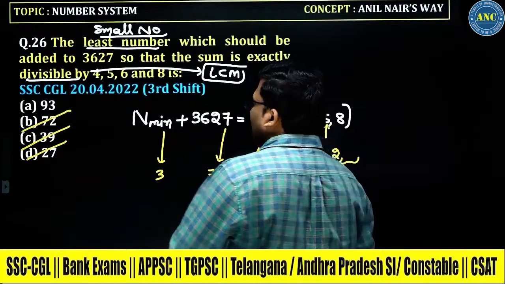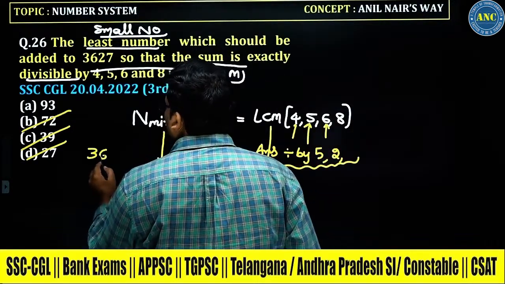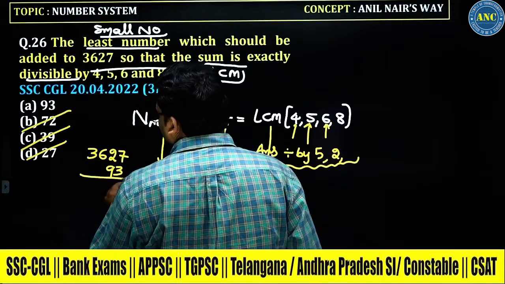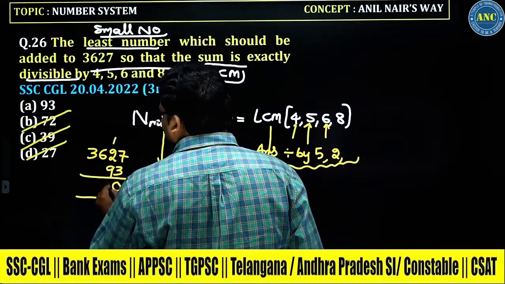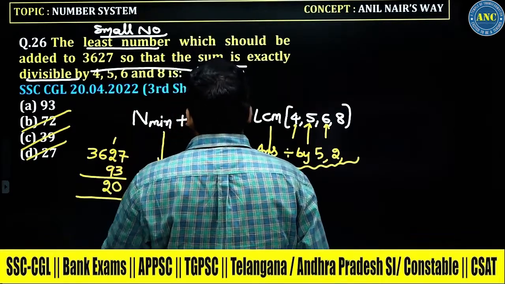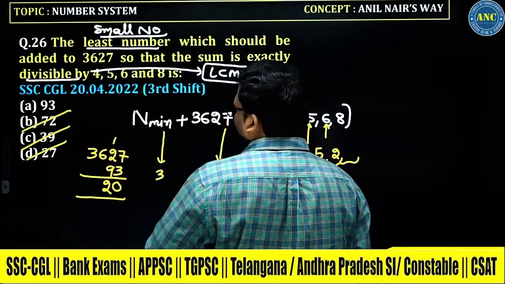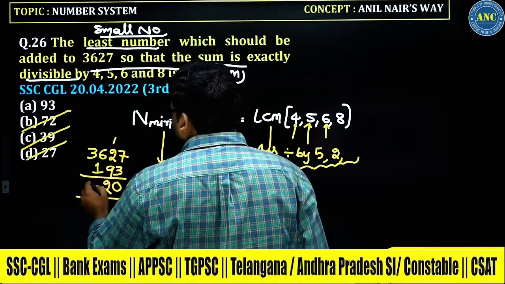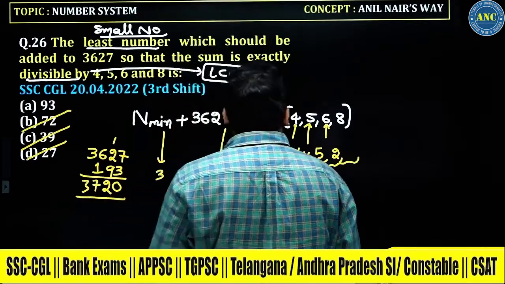Let us check whether 3627 plus 93 works. 3627 plus 93: 7 plus 3 is 10, 9 plus 2 is 11, 11 plus 1 is 12. It is 3720.